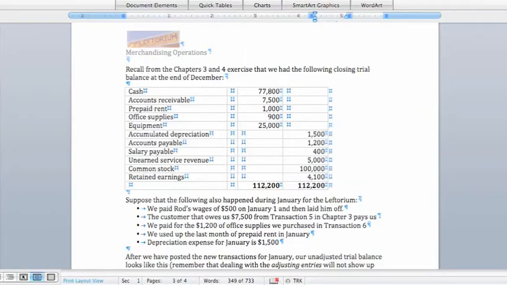Now I want you to also suppose that the following happened for the Leftorium in January, and I'm not going to walk through the journal entries, but suppose that we did in fact pay the $500 in wages owed to Rod on January 1st, that the customer that owed us $7,500 actually paid up related to the transaction 5 in chapter 3, that we ended up paying for the office supplies that we purchased in transaction 6. So we paid that $1,200 amount that was in accounts payable.